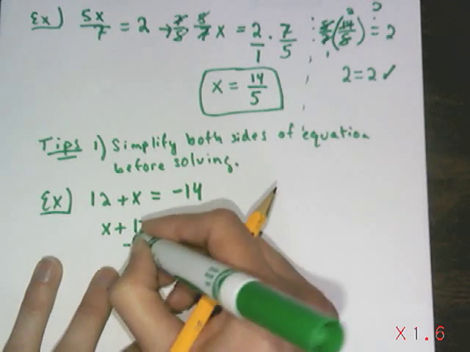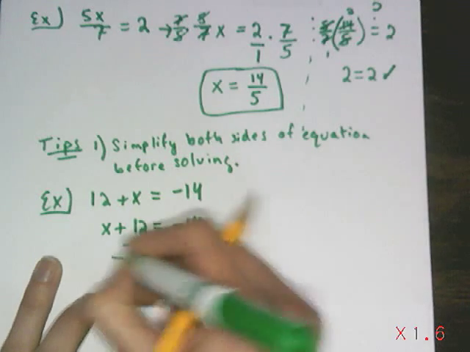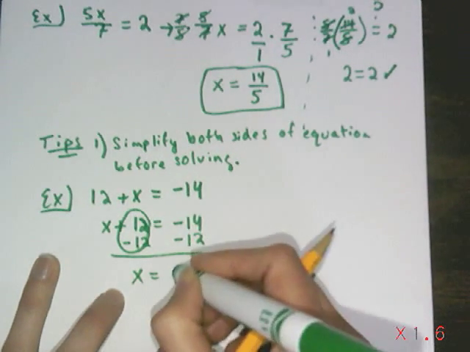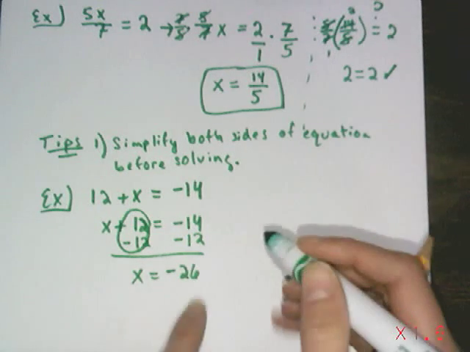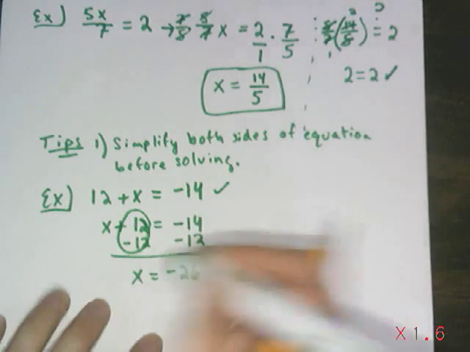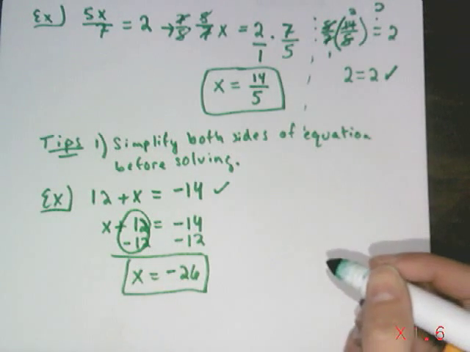So I subtract the 12, create that 0, x is equal to negative 14 minus 12, negative 26. Check it mentally. 12 plus negative 26 is negative 14. So here's my solution. Okay.